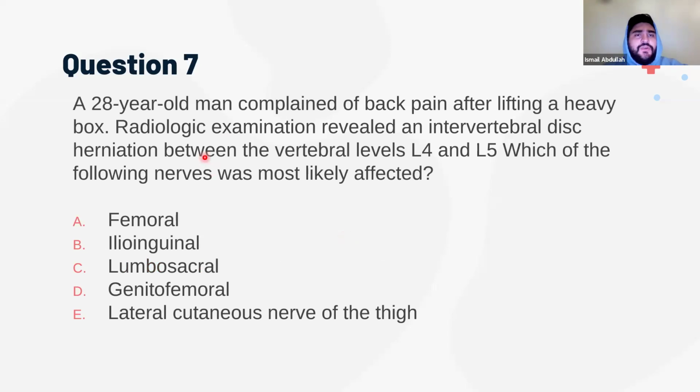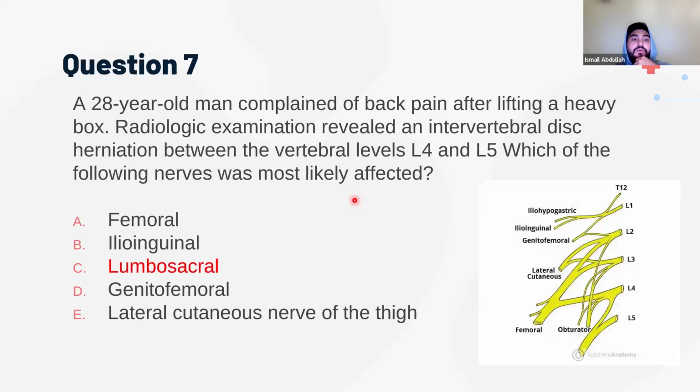Okay, a 28-year-old man complains of back pain after lifting a heavy box. Radiological examination revealed intervertebral disc herniation between L4 and L5. Which of the following nerves is most likely affected? What do you think? Any guesses? C, the lumbosacral.